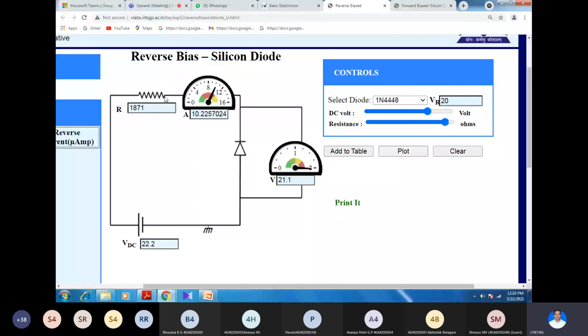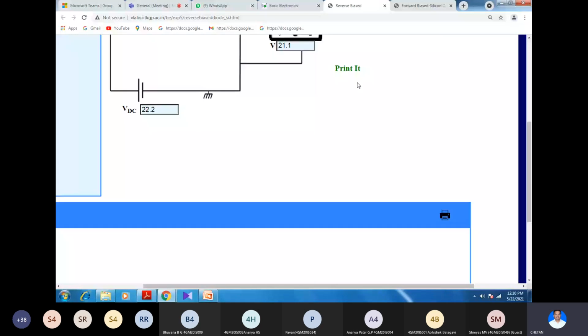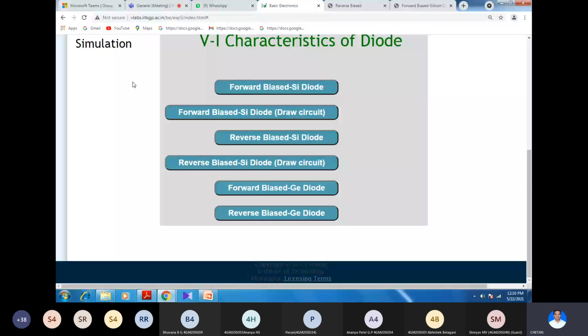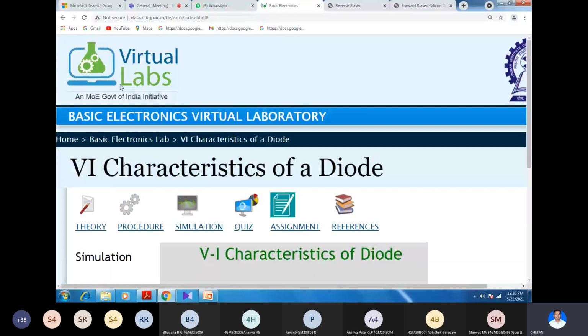This is Virtual Labs website. So here you can conduct virtual labs for almost all subjects. You can get the practical knowledge of all the concepts that are there in your syllabus, and you can clearly understand how exactly a particular device or circuit works.